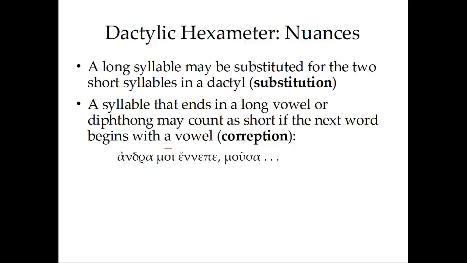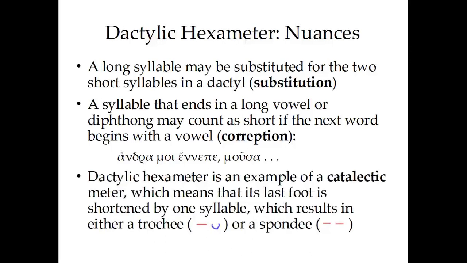Andra moi ennepe. Despite the fact that oi, the diphthong oi, and all diphthongs are always supposed to be long by nature, the reason we do not pronounce this as long or count it as long for purposes of scansion is because the next word begins with a vowel. And to fit the meter here, we're going to count moi as short. So again, that epsilon there is short, so that moi, that normally long diphthong, is going to count as a short and be pronounced as a short. Andra moi ennepe Mousa.